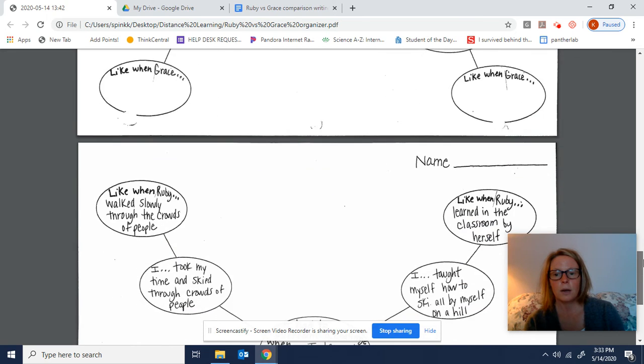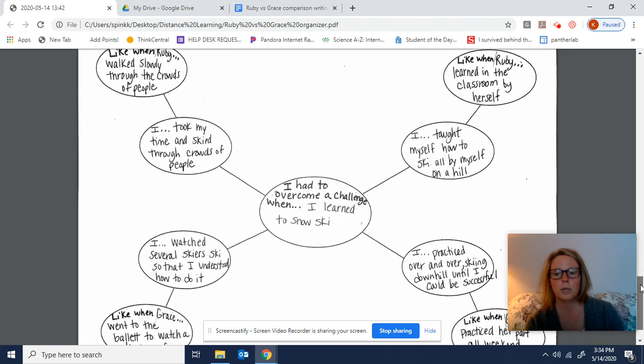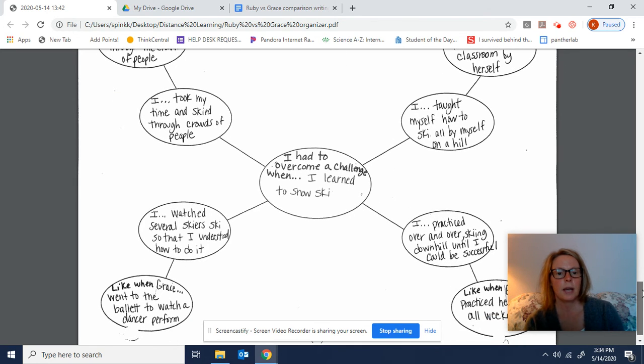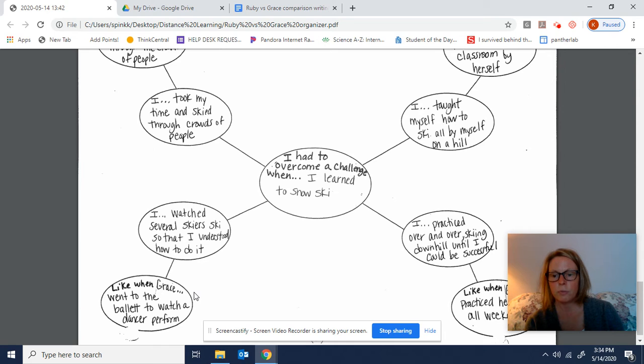The next one, same information with Ruby, but I also compared to Grace this time. So I learned to snow ski. I watched several skiers ski so that I understood how to do it. And that's similar to when Grace went to the ballet to watch a dancer perform. And I learned to snow ski. I just practiced over and over, skiing downhill until I could be successful, just like when Grace practiced her part all weekend before having to try out for the play.